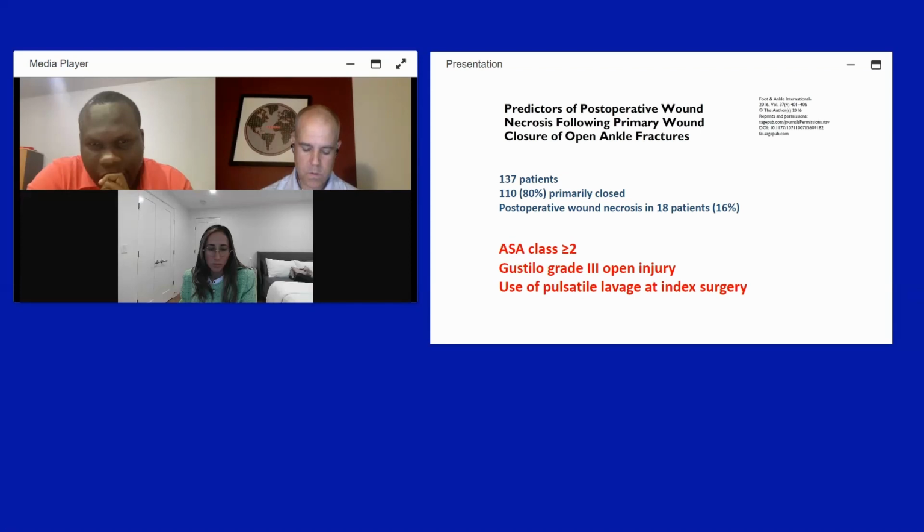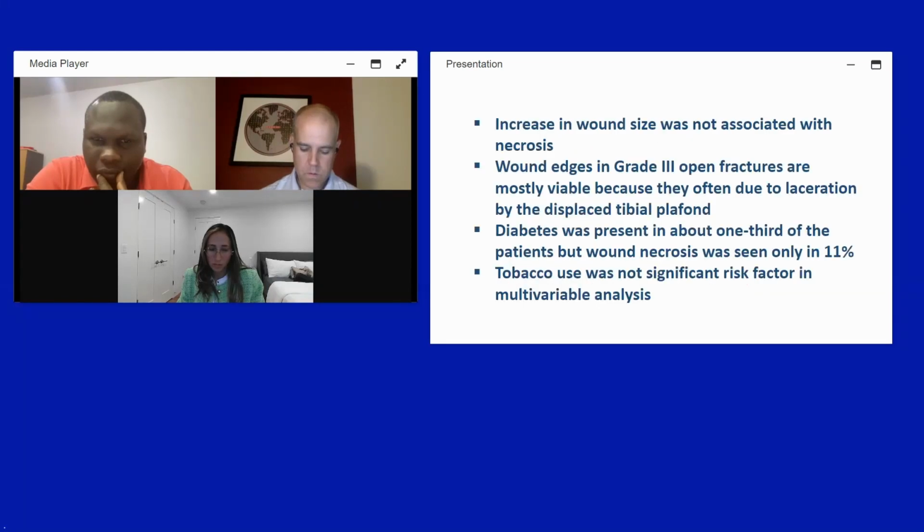Of course, I re-emphasize that I don't use pulsatile lavage anymore, and it has been well proven that pulsatile lavage is detrimental to the soft tissues. So I avoid using it. The other thing is, it is not the size of the wound which matters. It is the condition of the wound.